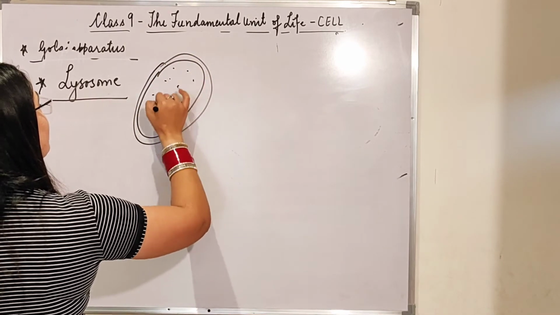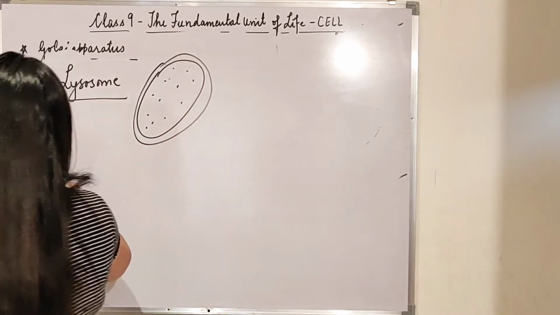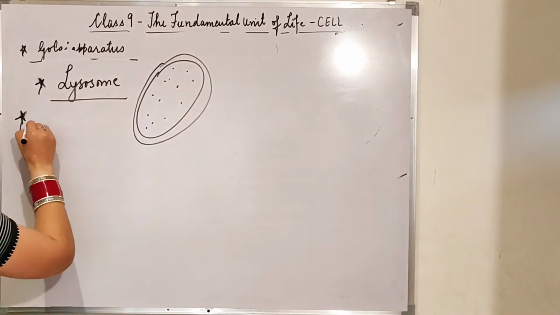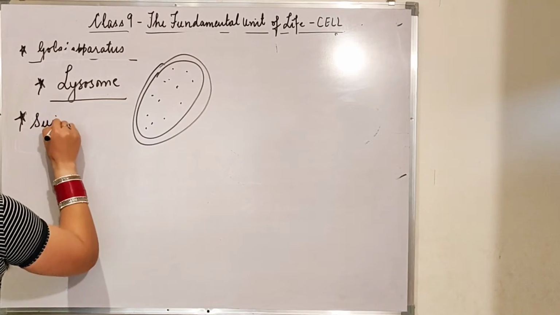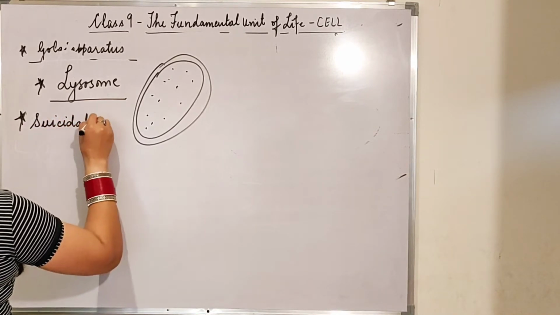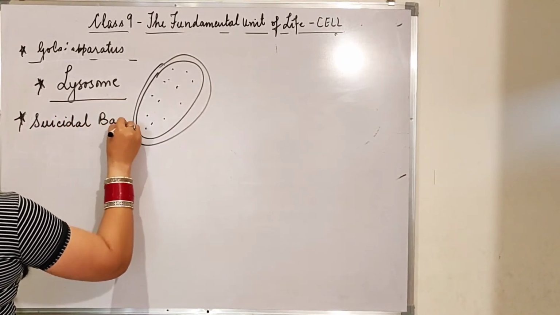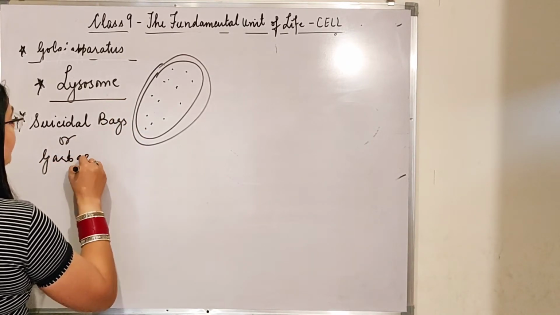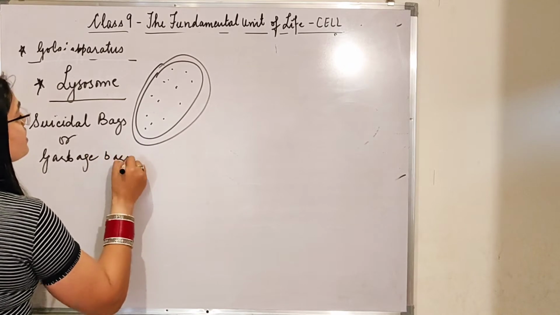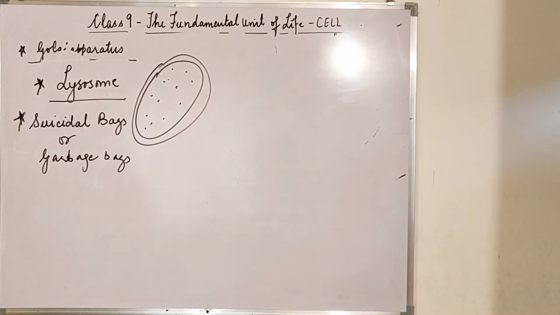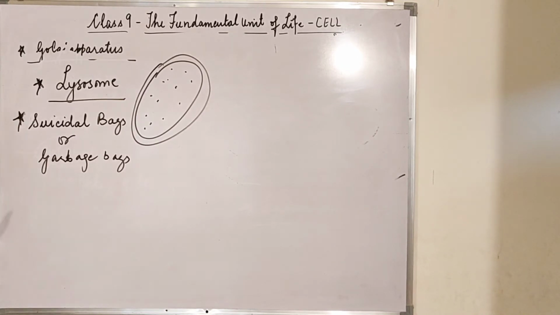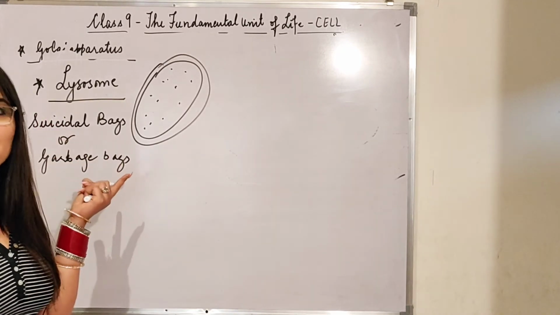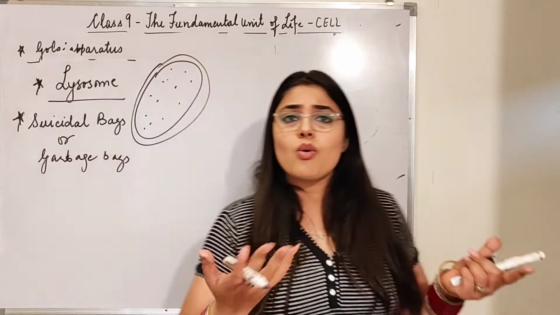So lysosome, beta, is very important. What is its function? They are known as suicidal bags, or garbage bags. You can say disposable bags. So lysosomes, beta. What are lysosomes? They are suicidal bags or garbage bags. Why is it called so? What is the reason that they are called so?